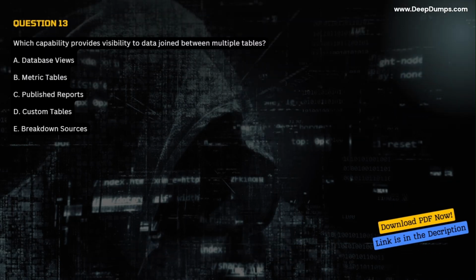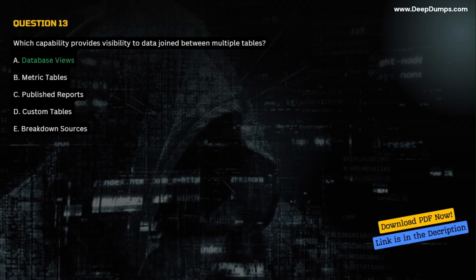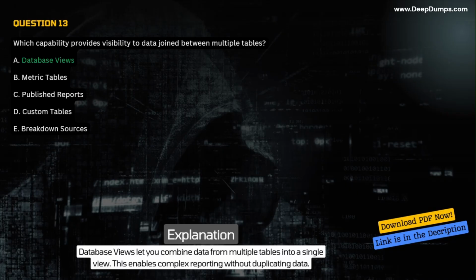Question 13. Which capability provides visibility to data joined between multiple tables? A. Database views. B. Metric tables. C. Published reports. D. Custom tables. E. Breakdown sources. Correct answer A. Database views. Explanation. Database views let you combine data from multiple tables into a single view. This enables complex reporting without duplicating data.